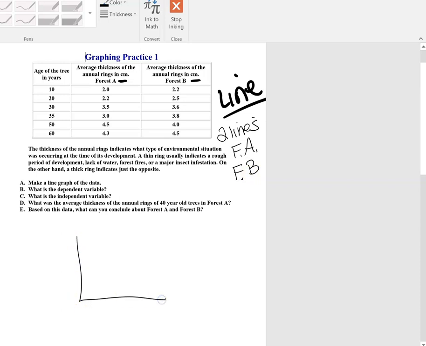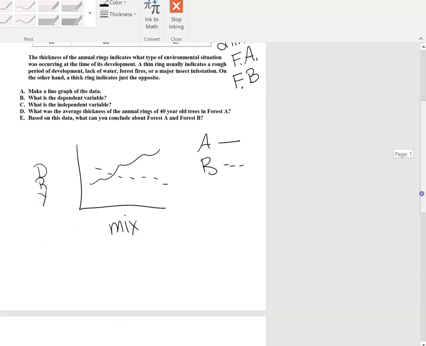So you're going to have a line graph. You're going to have 1 line representing forest A, and then a second line representing forest B. Make sure you think about what's your dependent variable. That's going to go on this side here, your y, and your independent variable, the thing that you changed in the experiment or the thing the person changed in the experiment, is going to go on the x-axis. So that's one of the practice graphs that you're going to do.